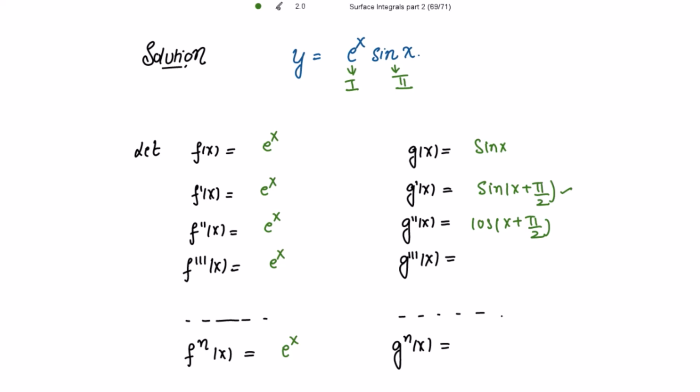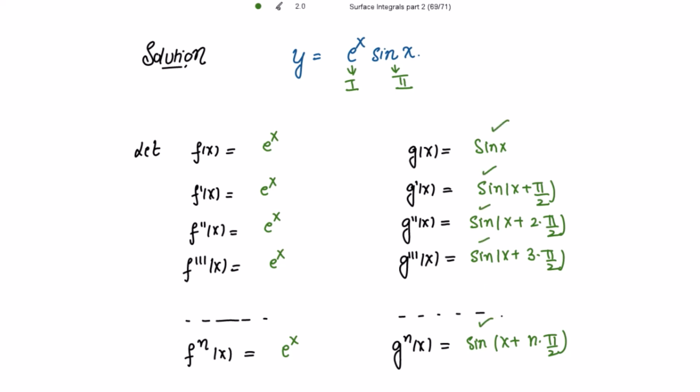Again, I can write this cos of x plus pi by 2 in terms of sine: sine of x plus pi by 2 plus pi by 2. The angle plus pi by 2, right? So it becomes x plus 2 pi by 2, so this is x plus twice of pi by 2. Similarly, we get the third derivative as sine of x plus 3 times pi by 2, and so on. When we get the nth derivative, we reach sine of x plus n times pi by 2. So I'm getting all the terms in sine.